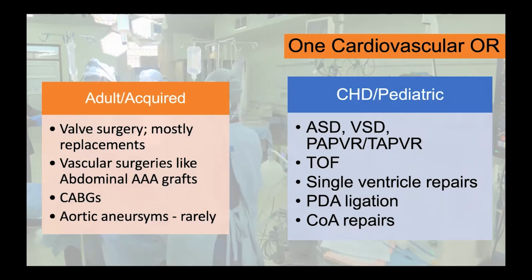We also perform vascular surgeries, like abdominal aortic aneurysm grafts, as well as CABGs and thoracic aortic aneurysm repairs, although the latter two are not commonly done here. For congenital heart disease, we do perform ASDs and VSDs, and perhaps the more complex ones that we do are TAPVR and tetralogy of Fallot. We do some single ventricle repairs like pulmonary artery bands, but we do a lot more PDA ligations and coarctation repairs.